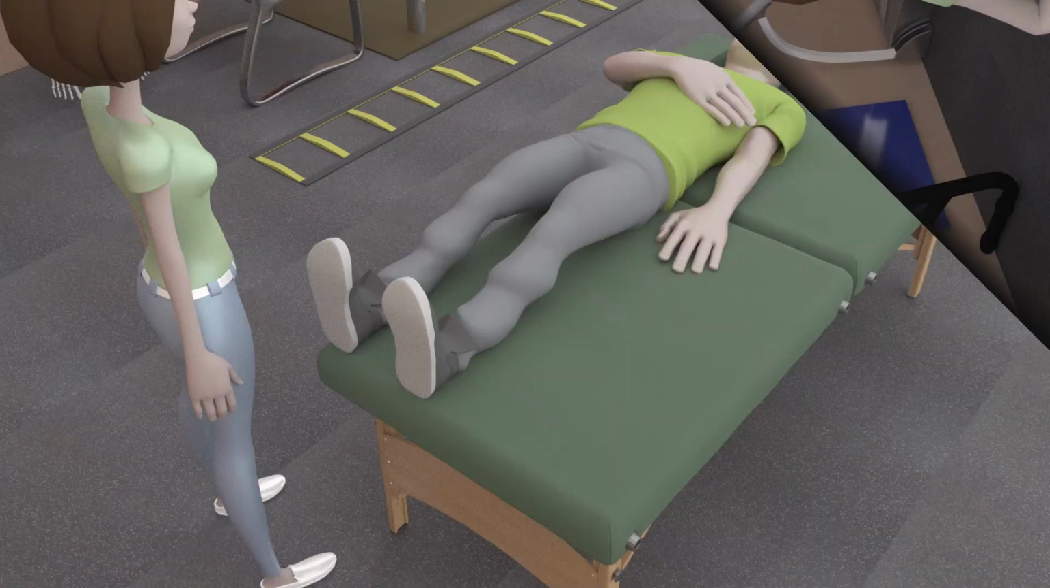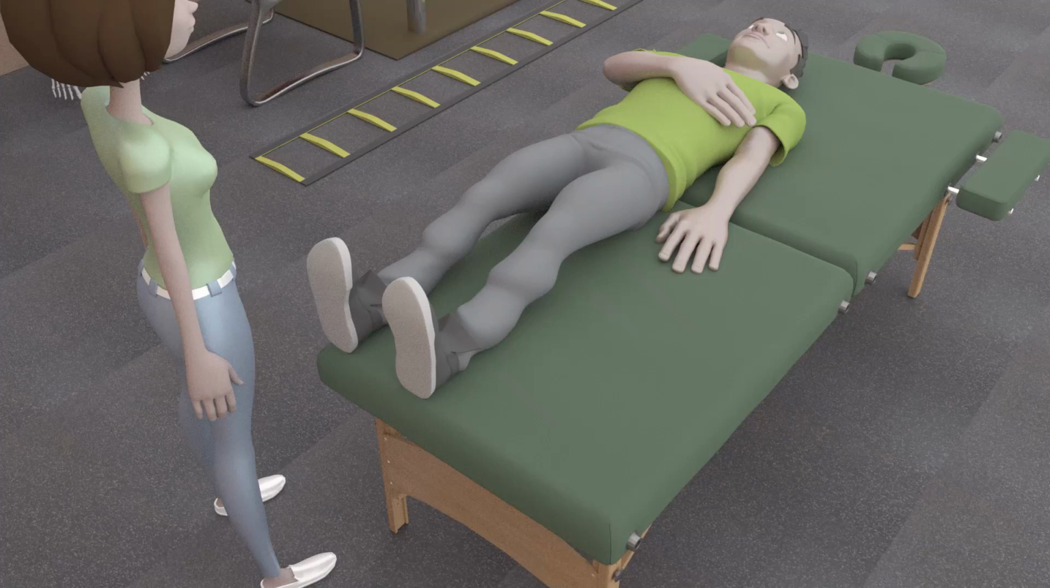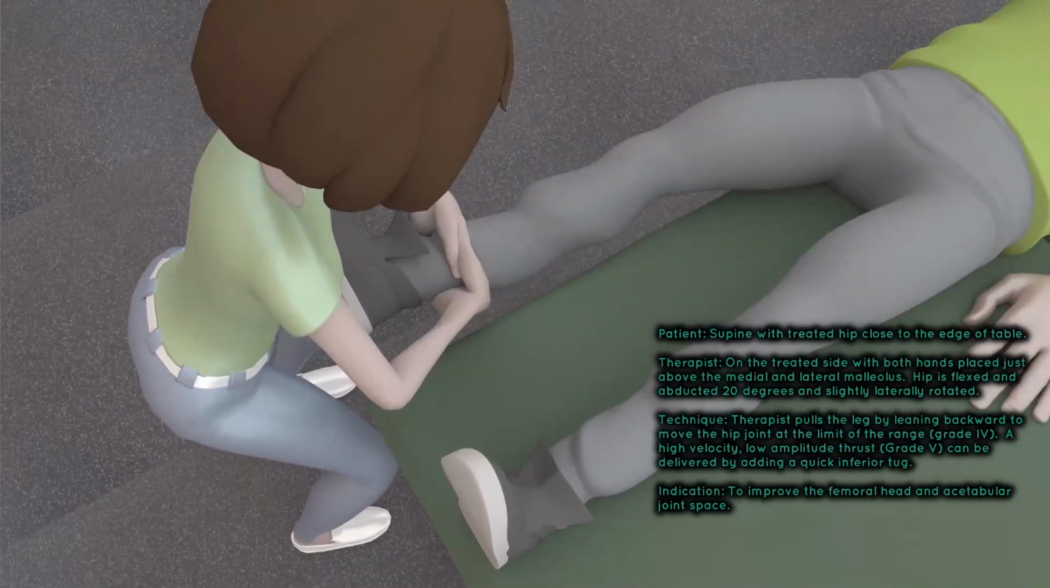If your patient has significant limitation of motion during assessment, a long axis traction can be utilized by having the patient in supine with the treated hip close to the edge of the table. The therapist will be on the tested side with hands placed above the malleoli.